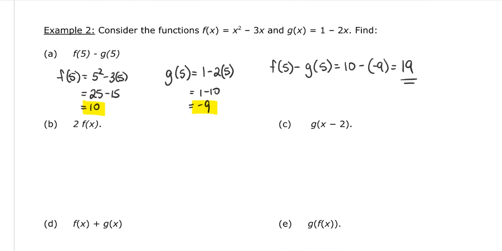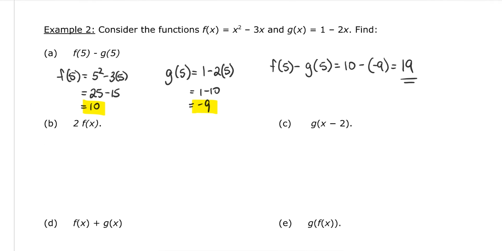Okay, part B. What about 2 times f of x? Okay, so this says multiply 2 times f of x. So 2 times the function. What's my function? x squared minus 3x. So I'll just use the distributive property and I'll get 2x squared minus 6x when I simplify it.